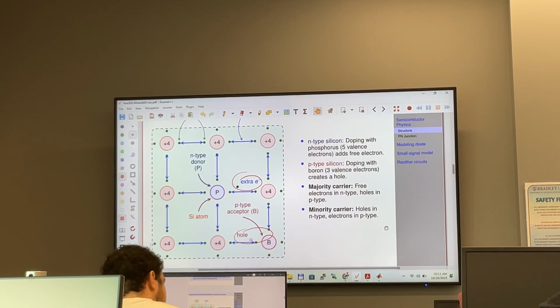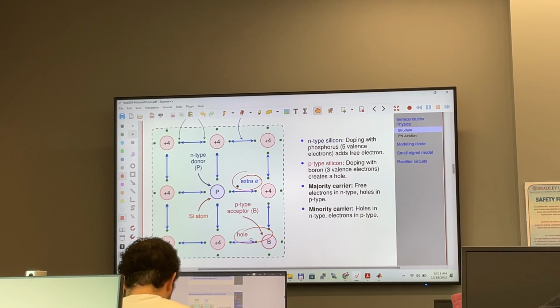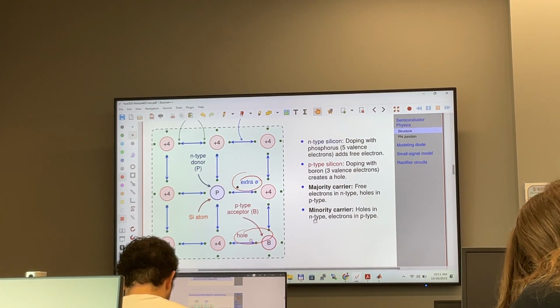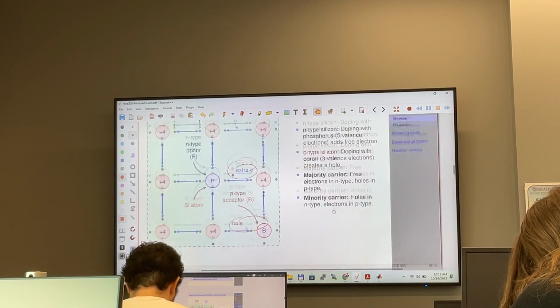Minority charge carrier is the opposite. You have holes in N-type material, and you have electrons in p-type material. So that becomes the minority carrier: holes in N-type and electrons in p-type.